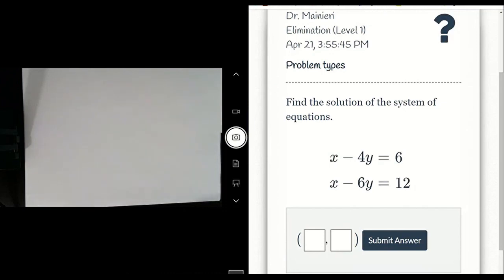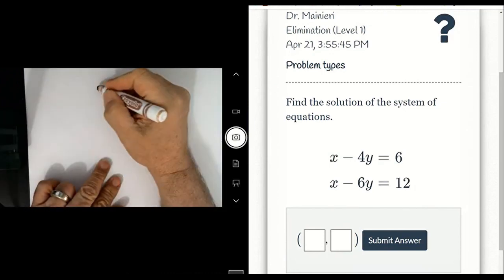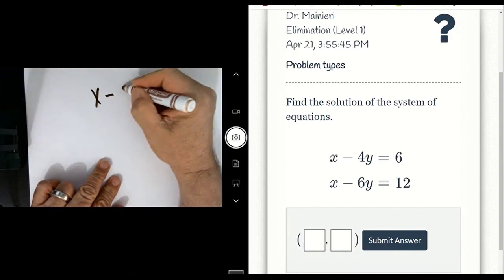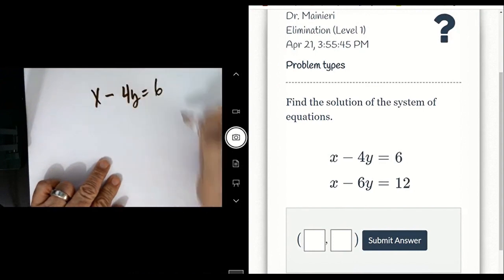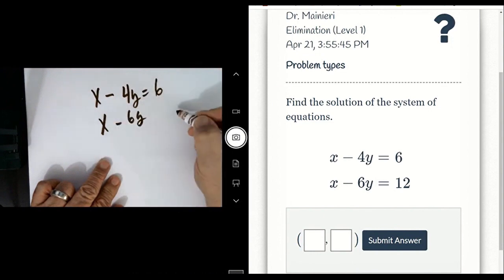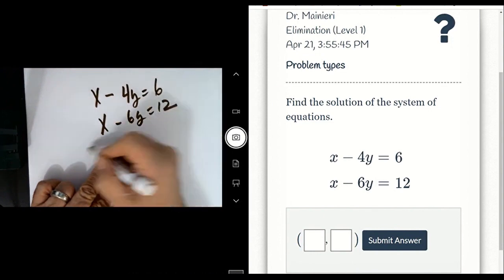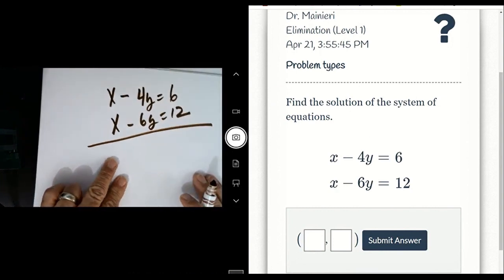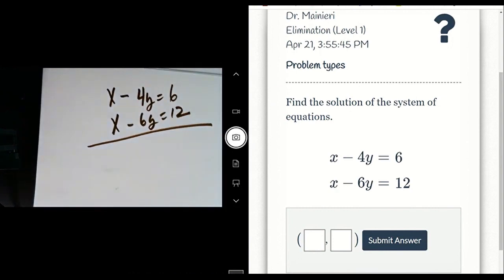problem. It is x minus 4y equals 6 and x minus 6y equals 12. Okay, so here we go. What we're going to do is solve this for x and y. When we find x and y, we're finding the x and y that will make both of these linear equations true, okay?